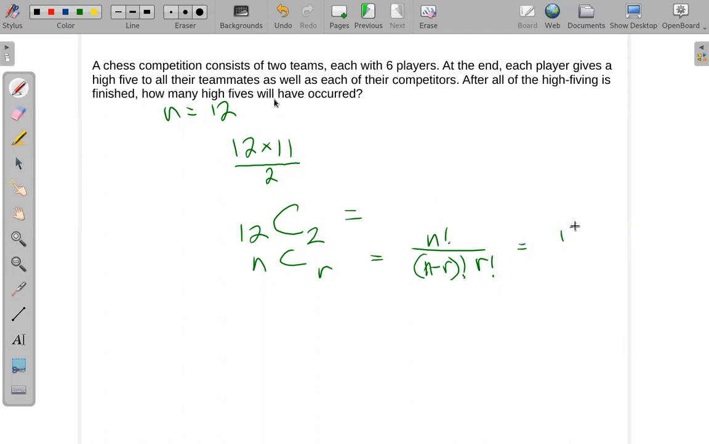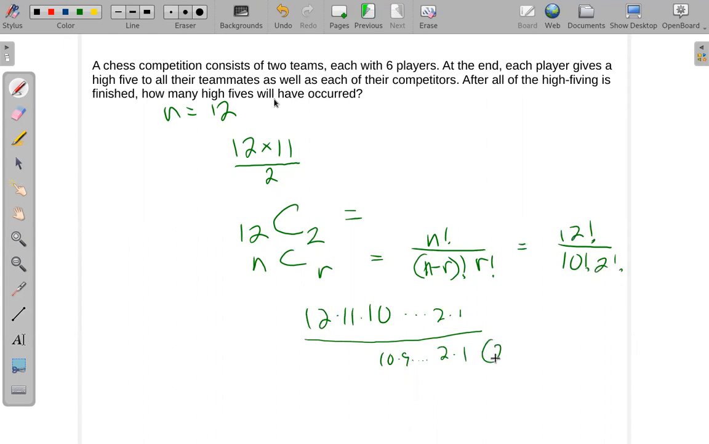For our version, we have 12 factorial. 12 minus 2 would be 10 factorial. And then times 2 factorial. Let's think about that. 12 factorial is 12 times 11 times 10, all the way down to 2 times 1. And then down here on the bottom, we also have a 10 factorial, which is 10 times 9, and so on, all the way down to 2 times 1. And we also have that multiple of 2 factorial down there, which is just 2 times 1, or 2. And the beautiful thing about these combination permutation factorials is a bunch of stuff cancels, leaving just the 12 times 11 divided by 2, which is the other way I thought about this problem.